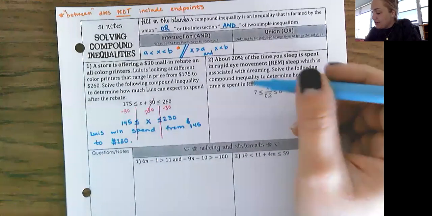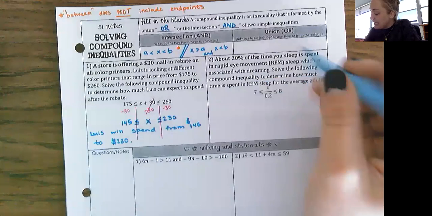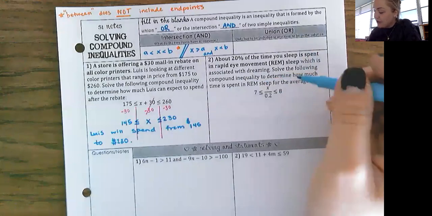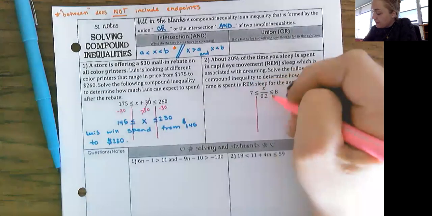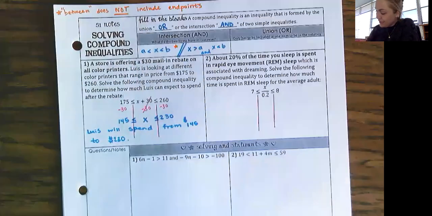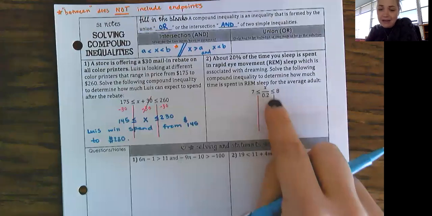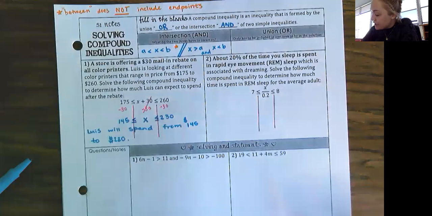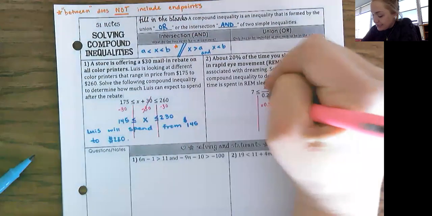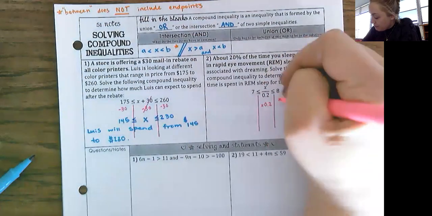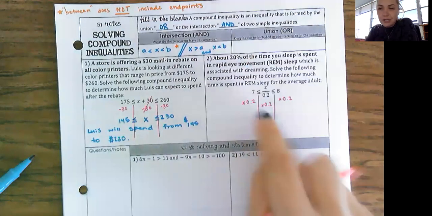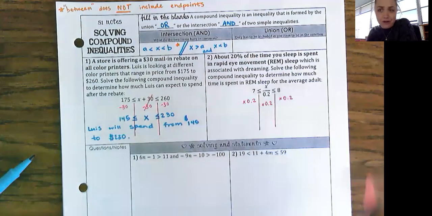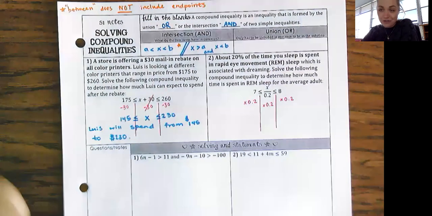Solve the following compound inequality to determine how much time is spent in REM sleep for an average adult. All right, let's start by separating our inequality into 3 sections. How do you undo dividing by 0.2? Well, the inverse operation of division would be multiplication. So I'm going to multiply by 0.2, multiply by 0.2, multiply by 0.2. If you think you're too good to show your work, you're very much wrong, okay? You're going to show your work, so show your work.